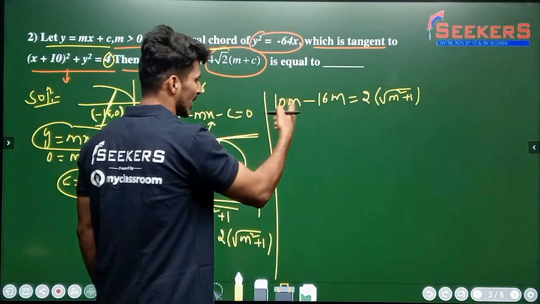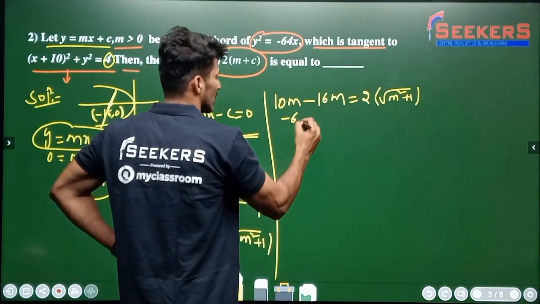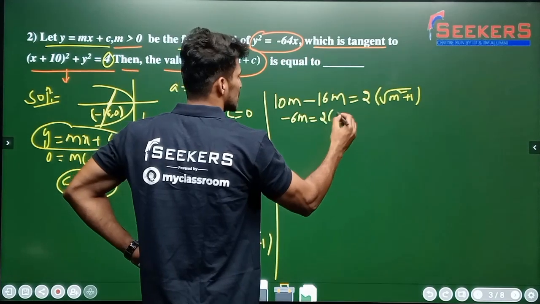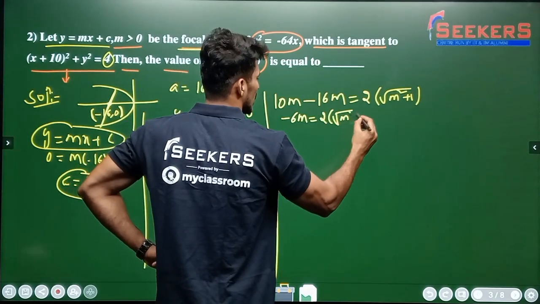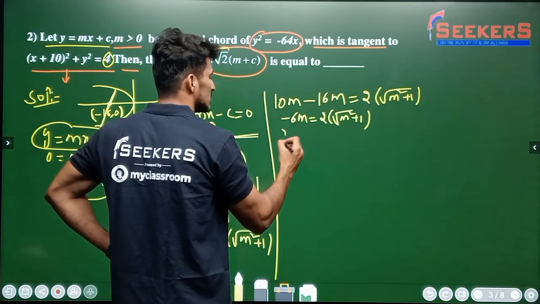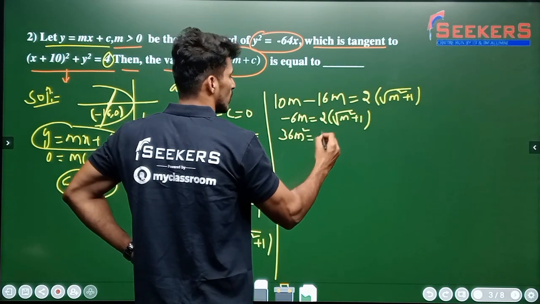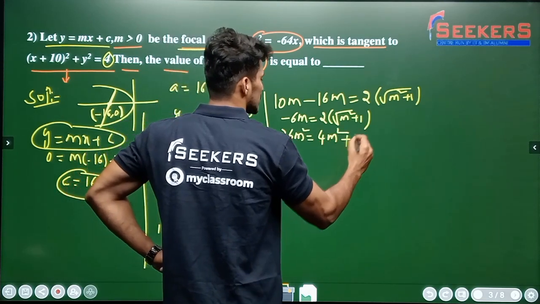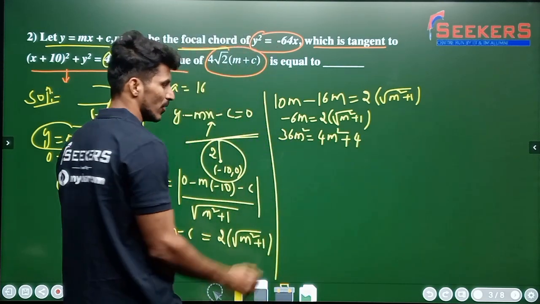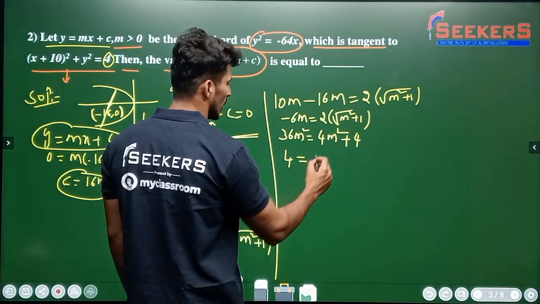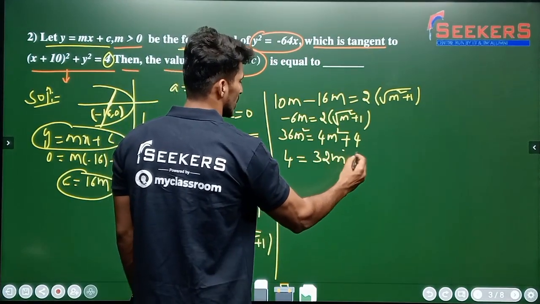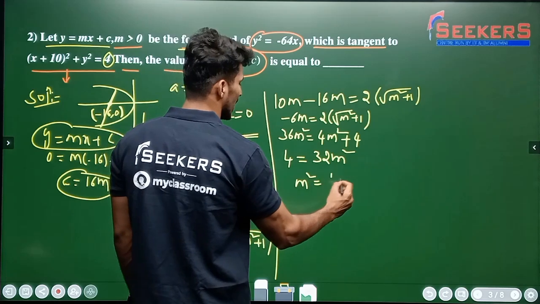Now what did I get here? Minus 6m. Minus 6m is equal to 2 times the square root of m square plus 1. So squaring on both sides, 36m square is equal to 4m square plus 4. This is what I got, right? So 4 is equal to 32m square, so m square is equal to 1 by 8.